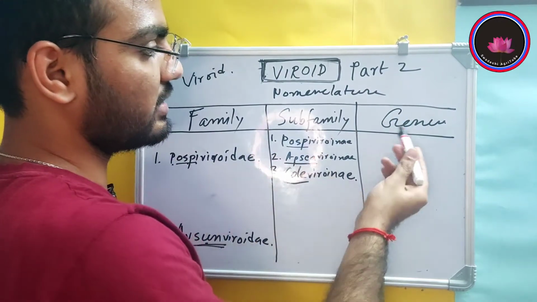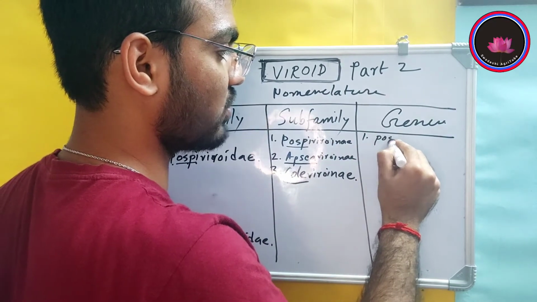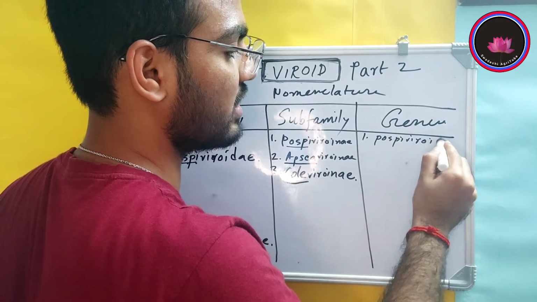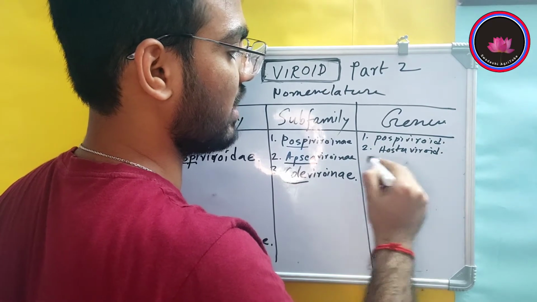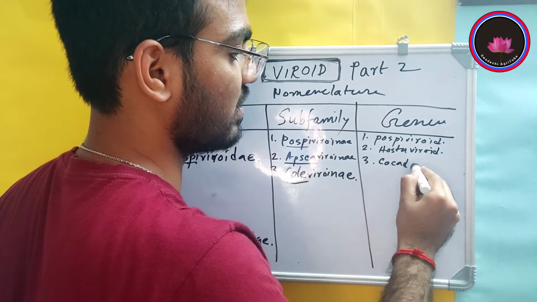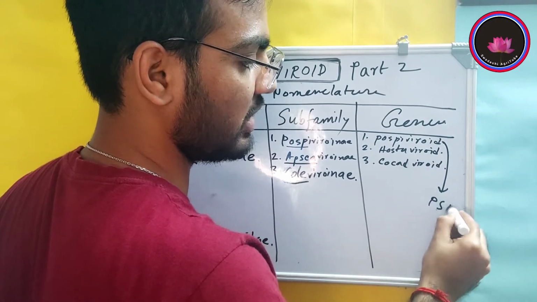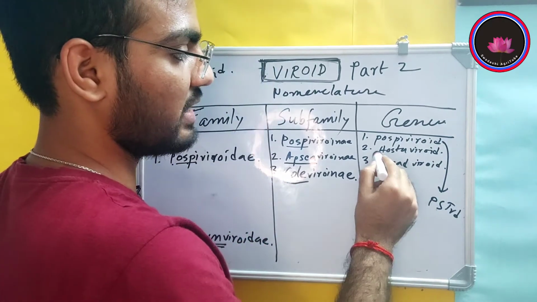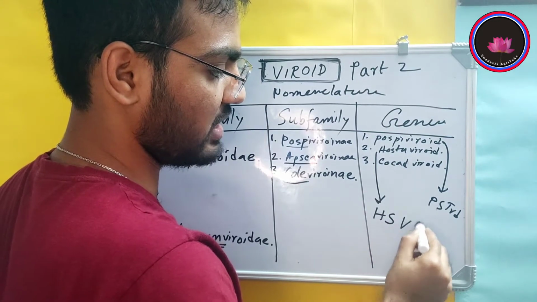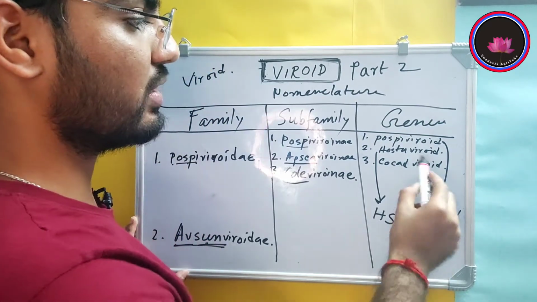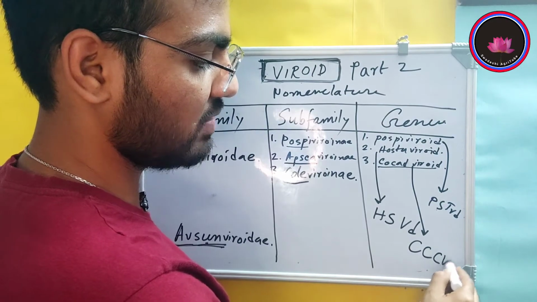The genera under Pospiviroinae are three: Pospiviroid, the second one Hostuviroid, and the third one Cocadviroid. One example of Pospiviroid is the potato spindle tuber viroid, an important example of Hostuviroid is the Hop stunt viroid, HSVD, and an important example of Cocadviroid is the coconut cadang-cadang viroid, CCCVd.